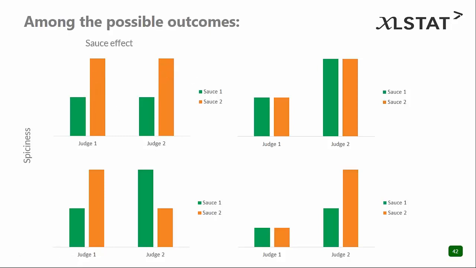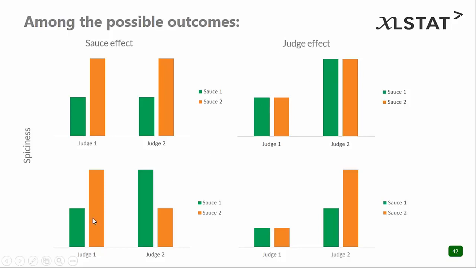Here in opposition, if you take the average of judge 1 and the average of judge 2, we see clearly that there is a judge effect, whereas the sauce effect is not significant. If you take the average of the green bars and the average of the orange bars, you have identical averages. Here you only have a judge effect.